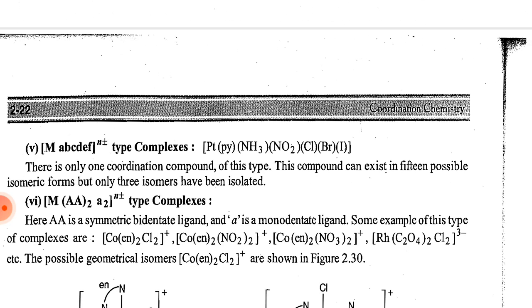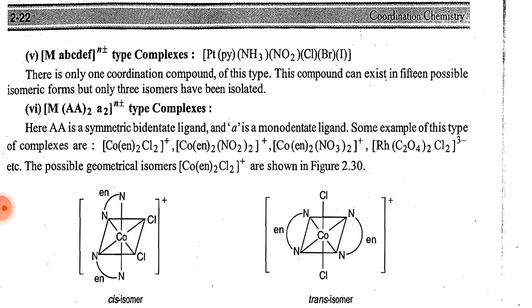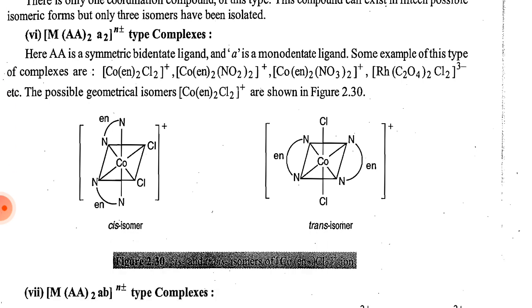Mabcdef: for example Pt, py, NH3, NO2, Cl, Br, I. So here 6 different ligands are there. There is only one coordination compound of this complex. This compound can exist in 15 possible isomeric forms, but only 3 isomers have been isolated. So in this kind of complex, 6 different ligands can show 15 isomers, but only 3 isomers have been isolated experimentally.